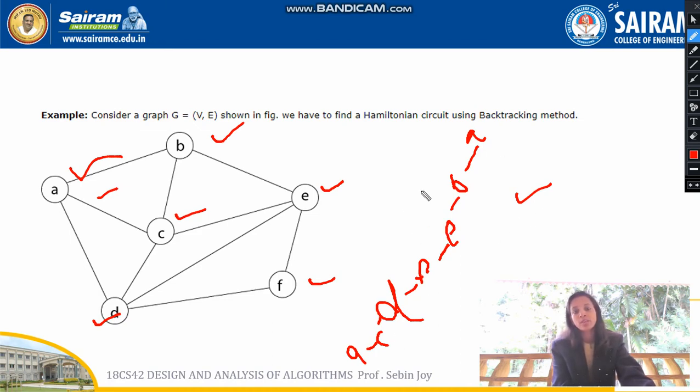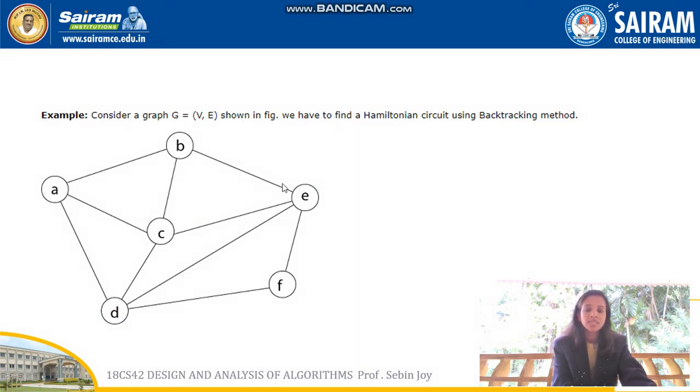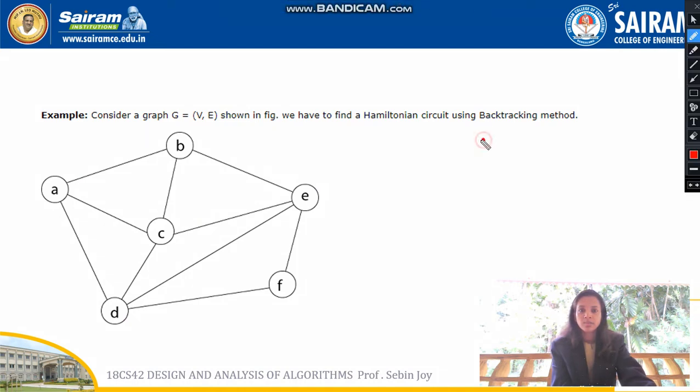See, after doing the backtracking here, instead of visiting B, I'll be visiting another vertex. So from A I started. Instead of visiting B, I'll be visiting D first. Okay, so A is visited, D is visited. From D, the C, E, F paths are there. So what I'll be doing here is from D, I'll be visiting F.